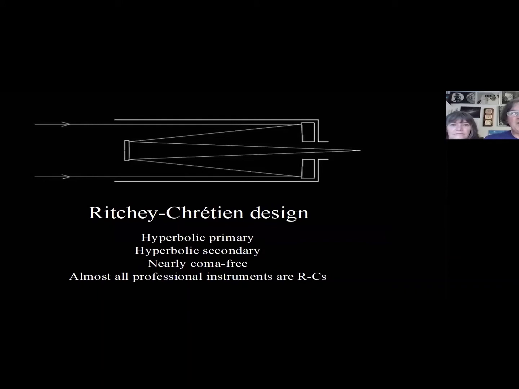The real game changer was when two guys, Ritchey and Chrétien, came up with the design of using both a hyperbolic primary and a hyperbolic secondary. Very, very difficult to grind and polish and get the right shape. But when you get it, it's nearly coma-free all the way across the field of view. So the result is that nowadays almost any professional telescope is going to be a Ritchey-Chrétien, or we call them RCs because it's really hard to pronounce Chrétien.